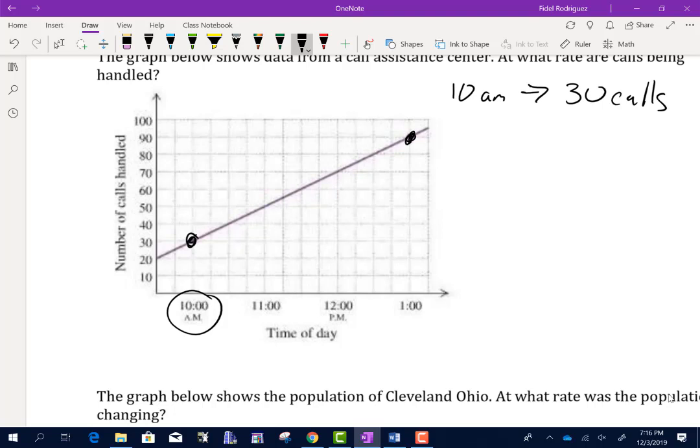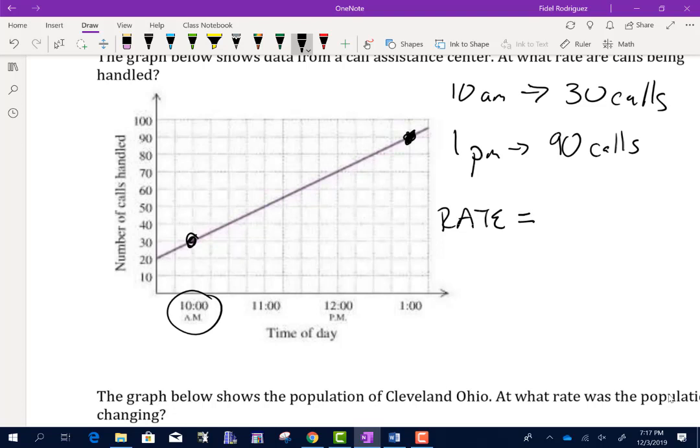What does this mean? Just the same way we did this one. We said at 10 a.m., they had received 30 calls. What does this point right here mean? So at 1 p.m., they had how many calls? 90 calls, right? Okay, so we're going to find the rate.